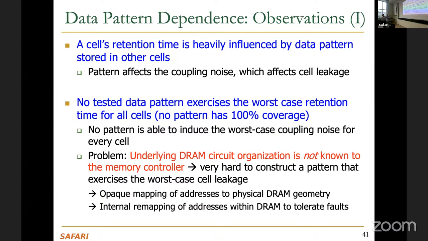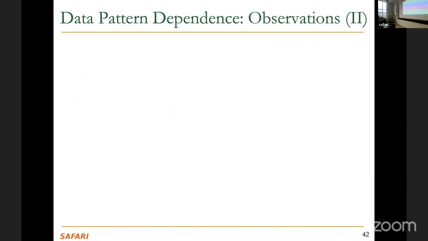There are other issues that we don't discuss in this presentation, like true and anti-cells, but the paper discusses that. One more thing that makes this difficult is that second order coupling effects are very hard to determine. The first order, maybe we can capture, but then there are second order coupling effects that happen in the circuits, and those are very hard to determine.